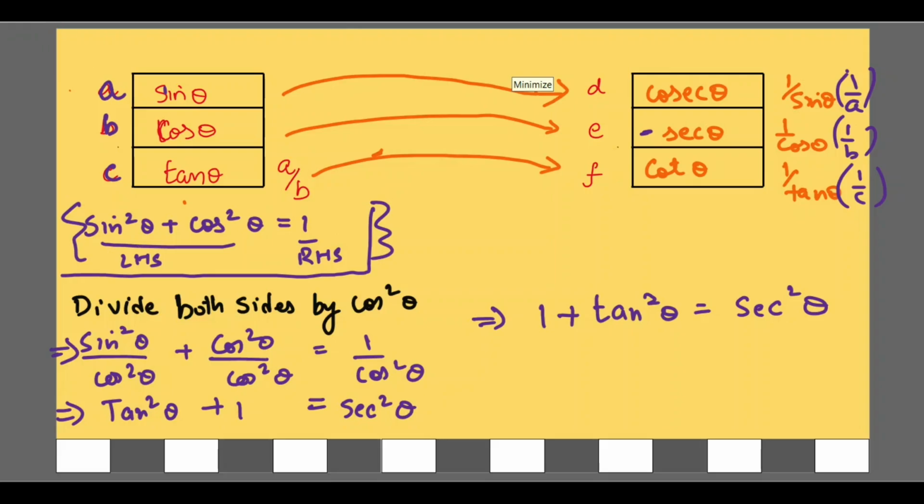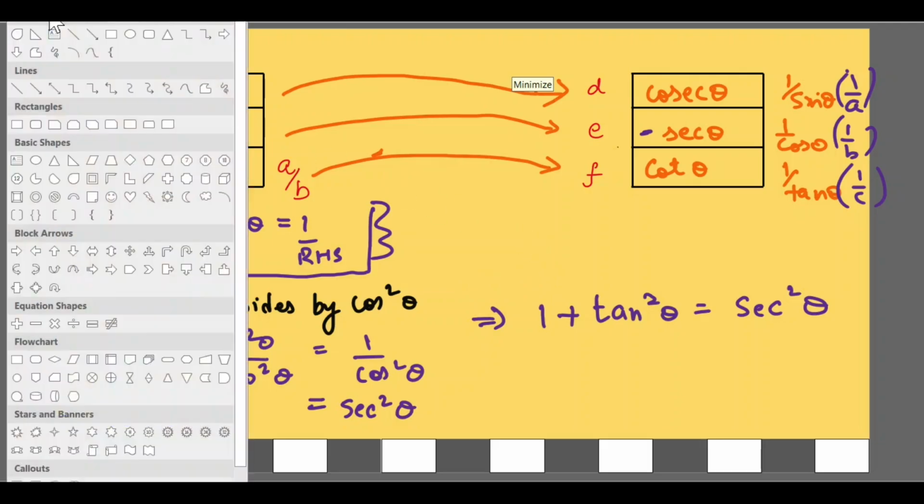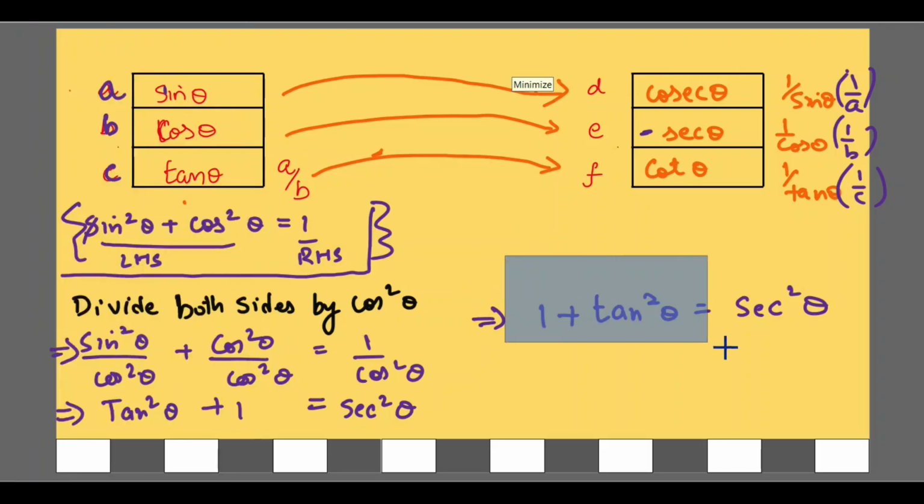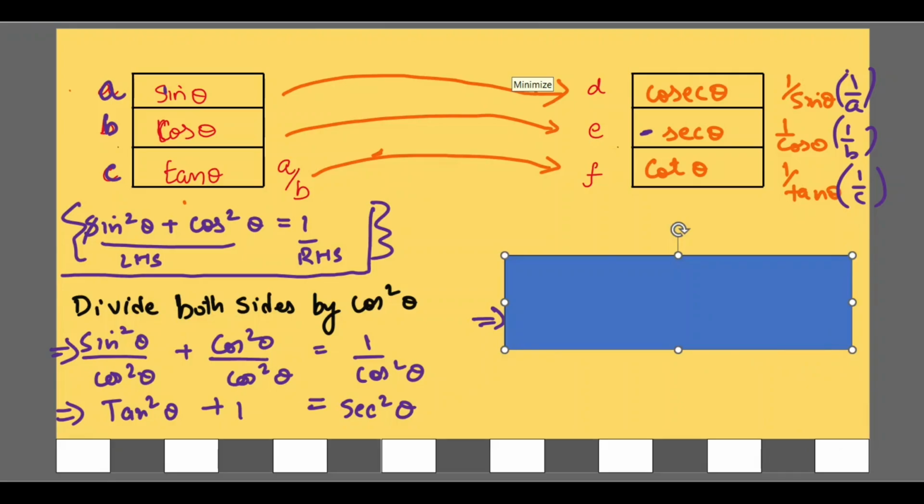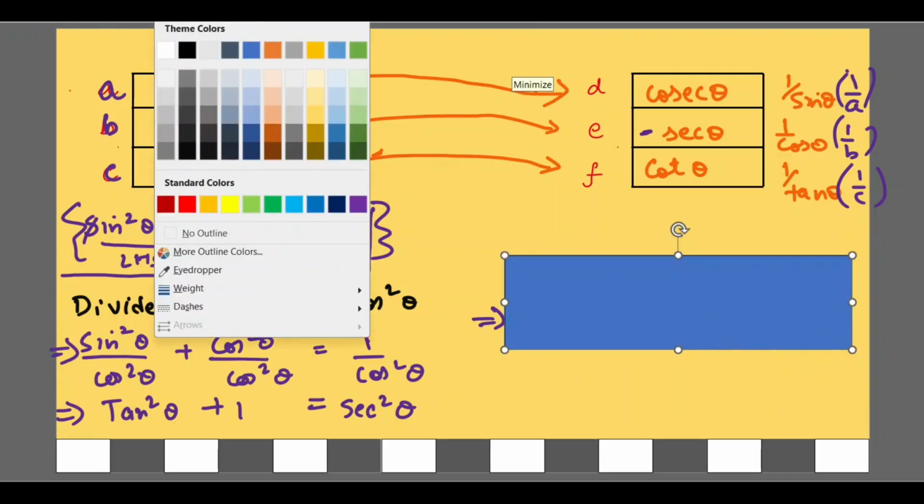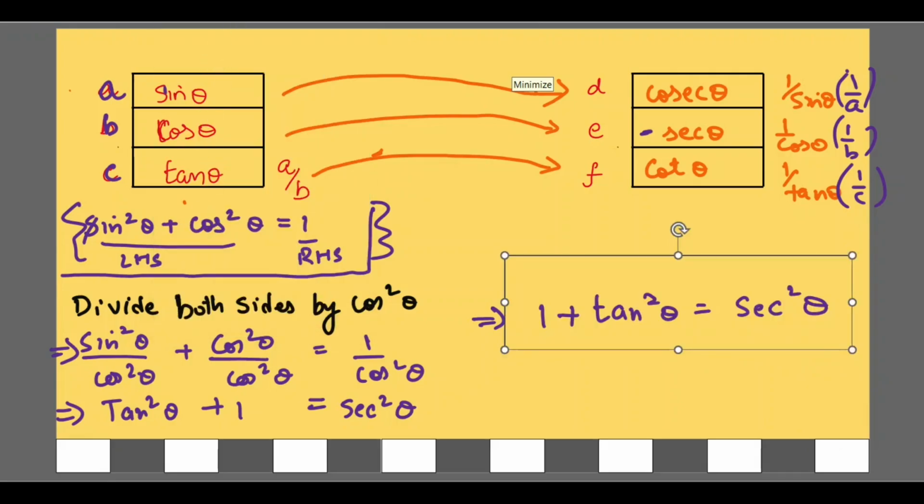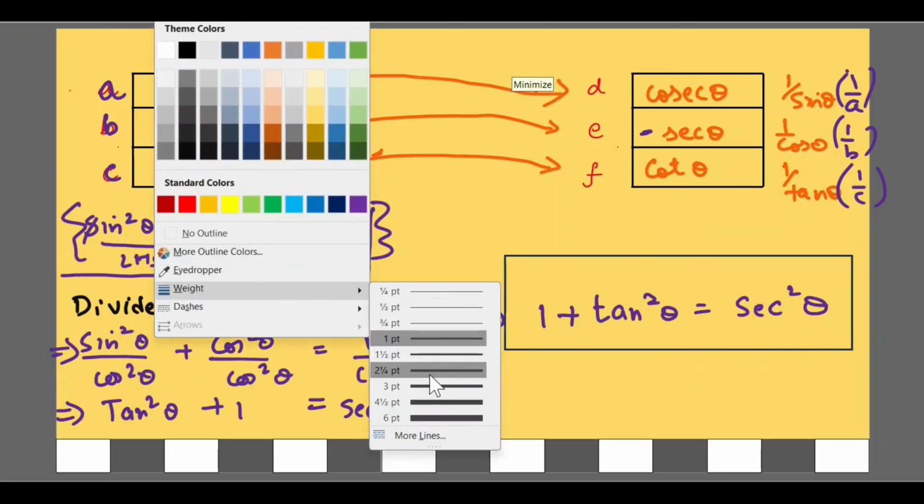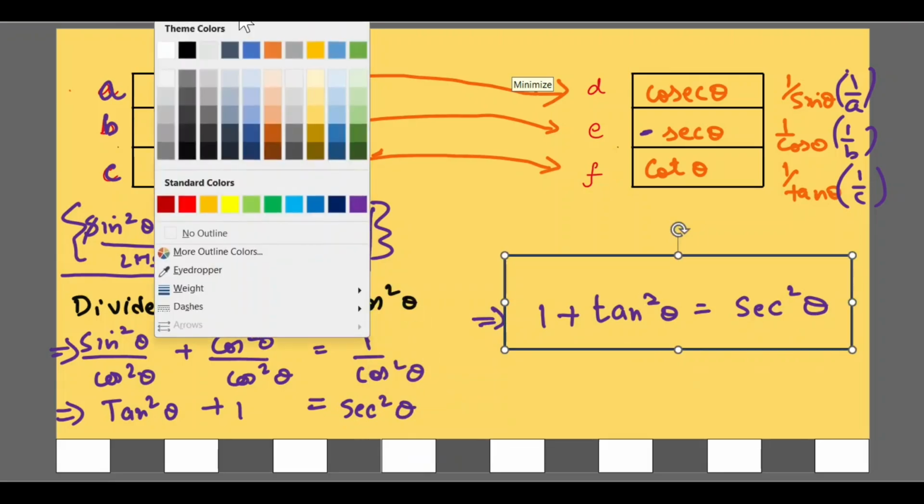Students generally remember this, which would obviously come out of practice, but this identity can be derived from the original equation sine square theta plus cosine square theta equal to 1. Let me box it. Here's the box. Here we box it.